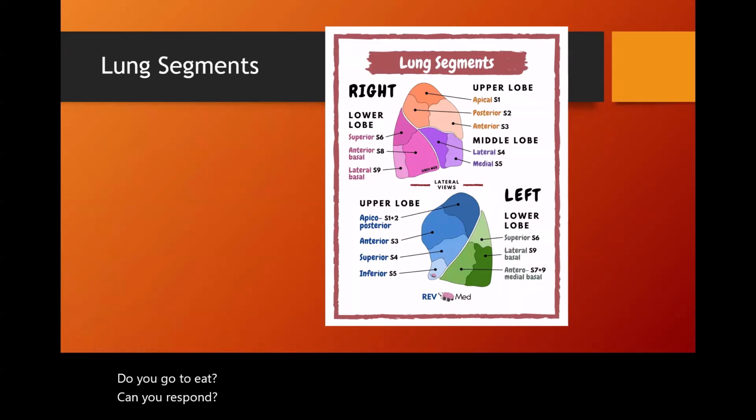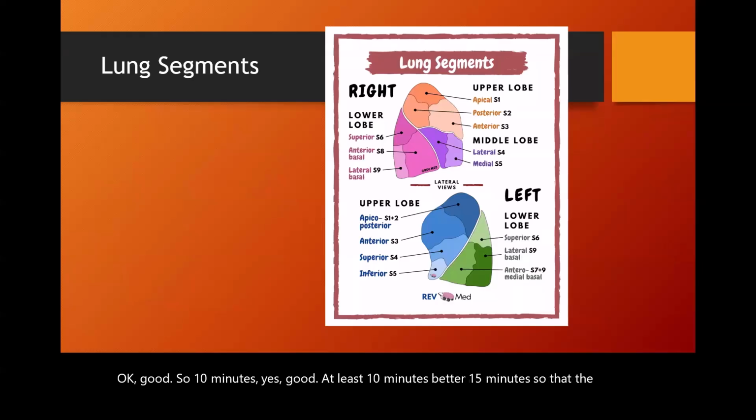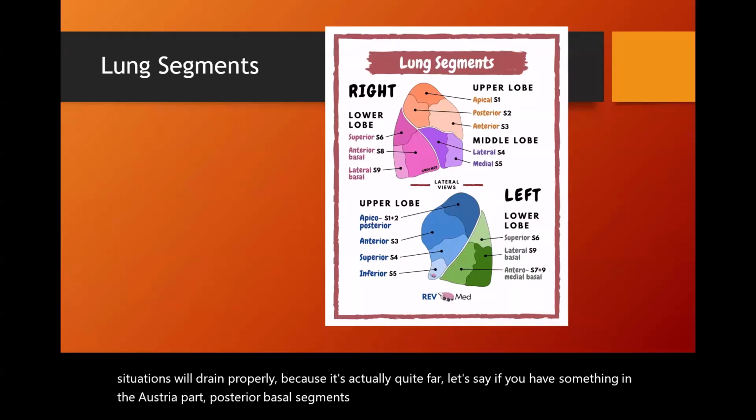What is the recommended duration for each postural drainage position? 5 minutes, 10 minutes, 15 minutes, 20 minutes, or 25 minutes? So 10 minutes, yes, good. At least 10 minutes, better 15 minutes, so that the secretions will drain properly, because it's actually quite far. Let's say if you have something in the posterior basal segment of the right lower lobe, then it takes some time to come up.